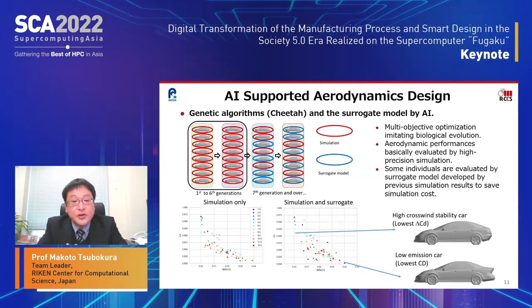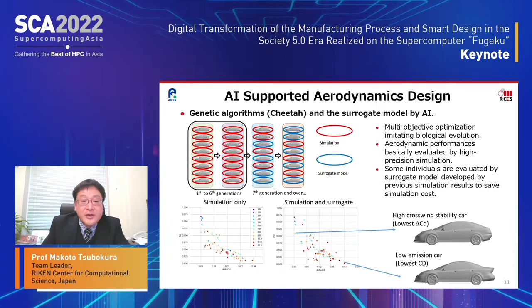Hereafter, we would like to introduce some of our achievements using this framework on the Fugaku. The first one is a multi-objective optimization of road vehicle shape utilizing a genetic algorithm called Cheetah, developed at JAXA, Japan. Here, we set up 4 objective functions relating to crosswind stability and fuel consumption rate. The aerodynamic performance of each vehicle shape was evaluated by the high-precision CFD simulations on Fugaku, and the entire optimization process was executed fully automatically.